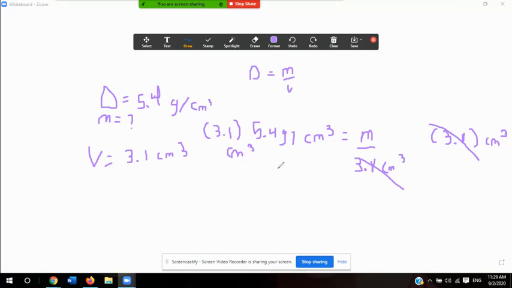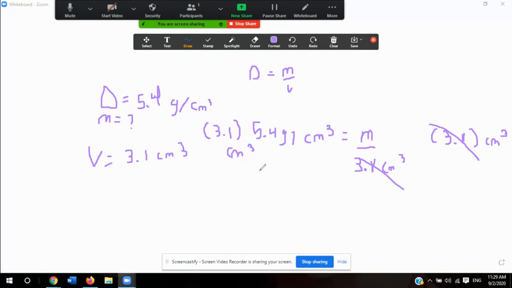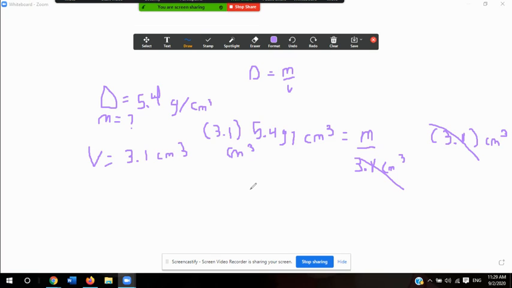And then in my calculator, I have to multiply 3.1 times 5.4. So you multiply 3.1 times 5.4, and your mass is 16.74. I'll leave it at 16.7. And that's going to equal the mass, that's going to equal M.